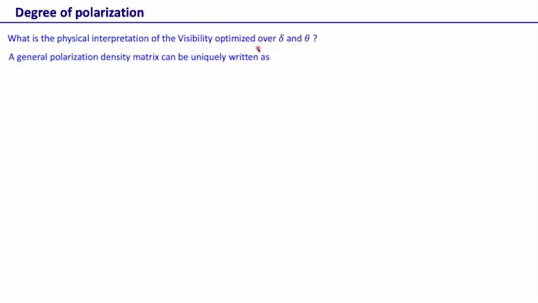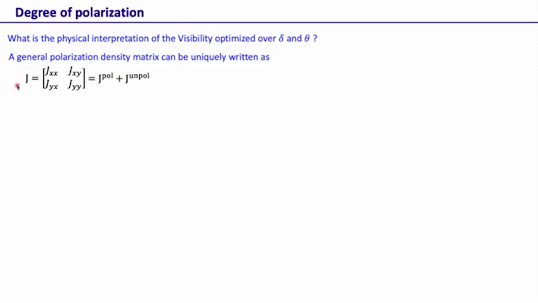Now to get to this question, we first need to look at this: the general polarization density matrix can be uniquely written as J polarized plus J unpolarized. The form of J polarized and J unpolarized we just discussed in the last slide. When the visibility is equal to 0, that's when we get this form of the polarization, and when the visibility is equal to 1, that's when we get this form. This represents completely polarized light, this represents completely unpolarized light.